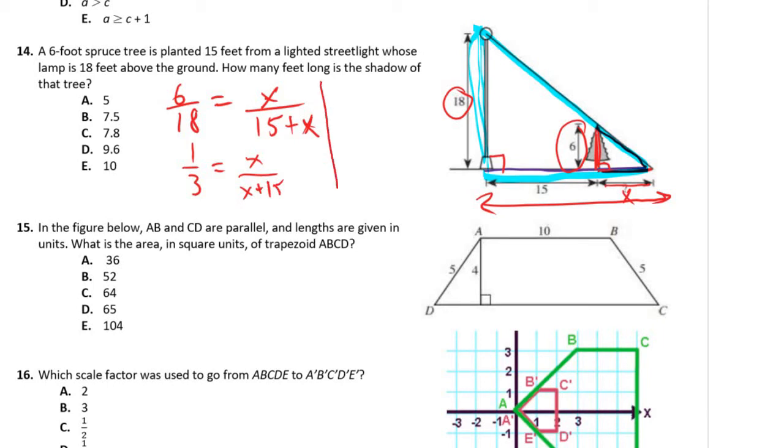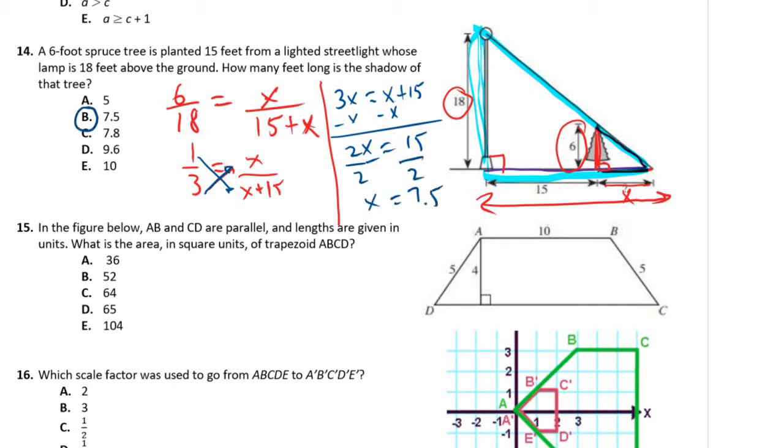So let's cross multiply this like this. So go over here and this one over here. So I can say 3x equals x plus 15. Then now I can subtract x from both sides. So 2x equals 15. Then I can divide both sides by 2. X equals 7.5. So that is the distance, 7.5.